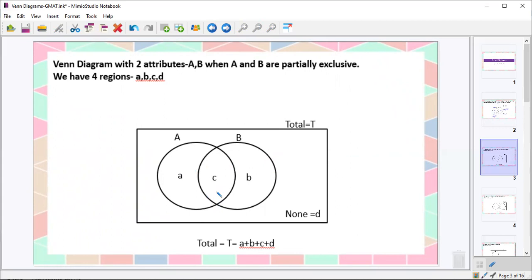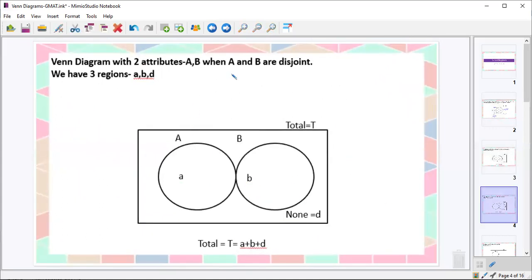So we call this partially exclusive. We say A and B are partially exclusive. That is, they have some common part and some uncommon part between them. Now, if we have this case, we have four regions over here, A, B, C, and D. The sum of all these four regions is equal to the total. So the total is the sum of all the four regions.